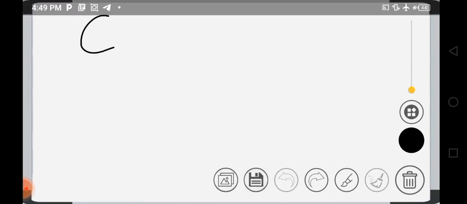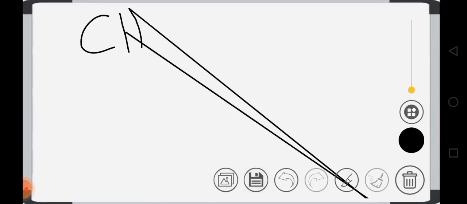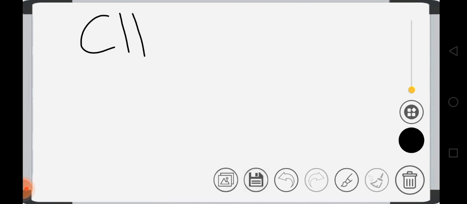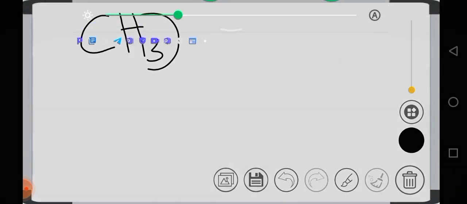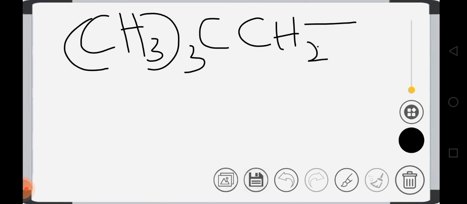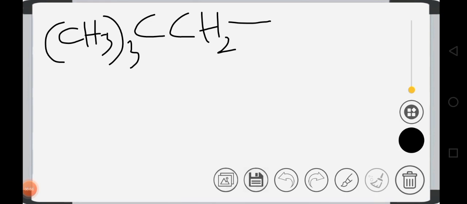You write it in condensed form. You write CH3, you put 3 here, and we have 3 of it. You have C, then we have CH2. Then this is the correct way. Yeah, this is the correct way. We'll do another video explaining condensed form. Let me just first start with this very simple one.